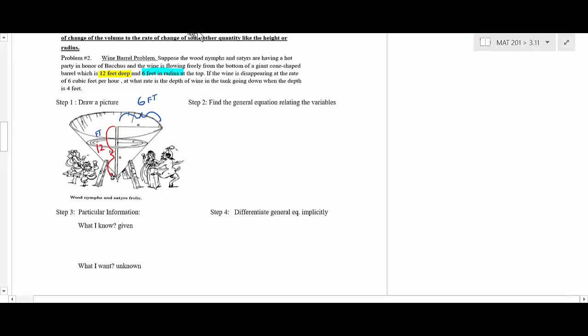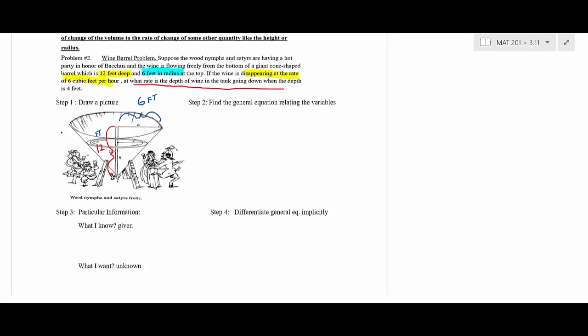Then it's saying the wine is disappearing at a rate. Remember I told you I always give you a rate, right? That's the rate I've given you. So the wine is disappearing at a rate of 6 cubic feet per hour. We're going to talk a little bit about how we formalize that, because that's a piece of information we know. Then the question becomes, at what rate is the depth of the tank going down when the depth is 4 feet?